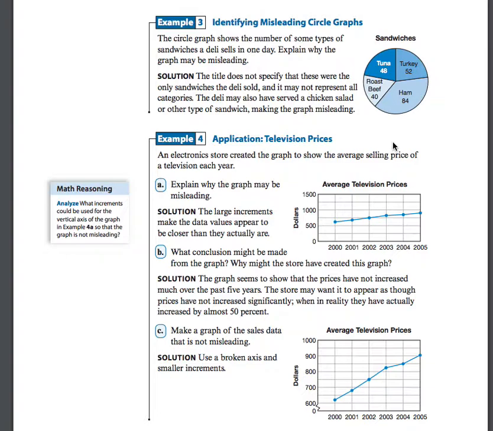Example 4, let's put this into application in terms of television prices. An electronics store created the graph to show the average selling price of a television each year. Explain why the graph is misleading.